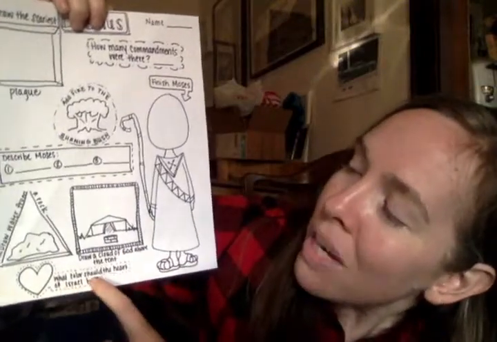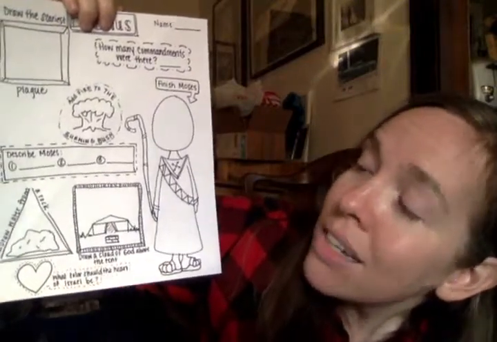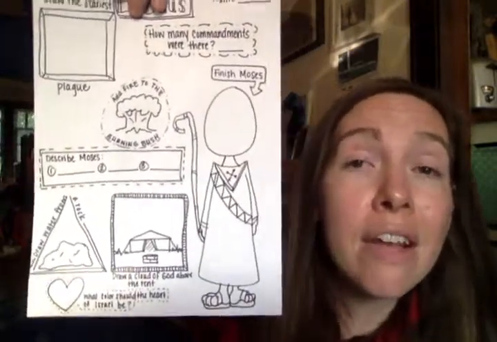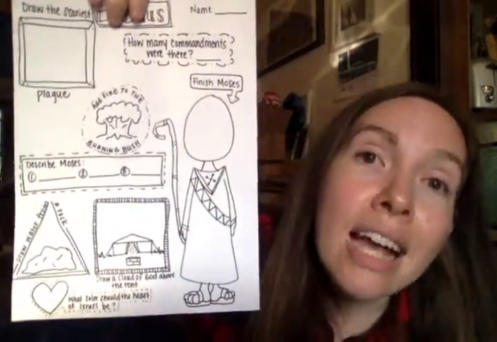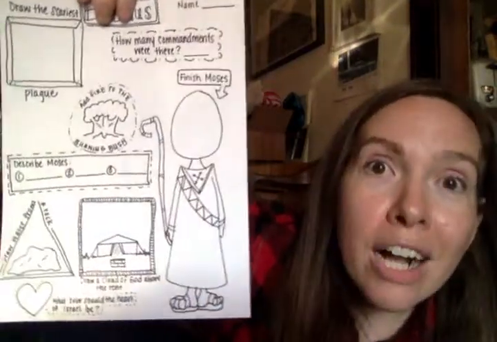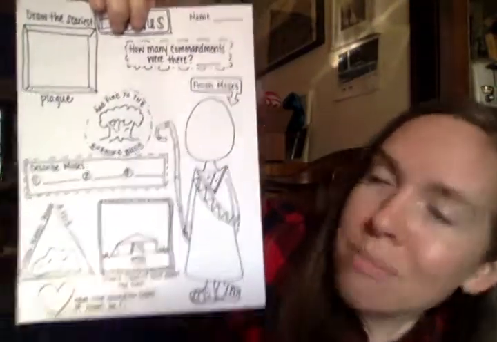And then here, what color should the heart of Israel be? Are we picturing a black hardened heart like Pharaoh had? Or should they have a heart of love, nice and red and open for God to dwell in? So you guys fill that out, enjoy.